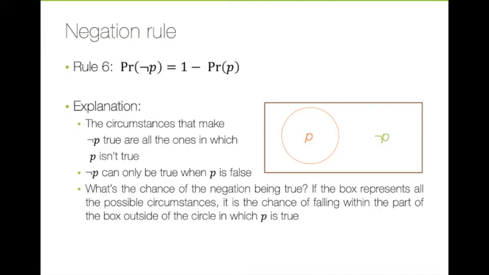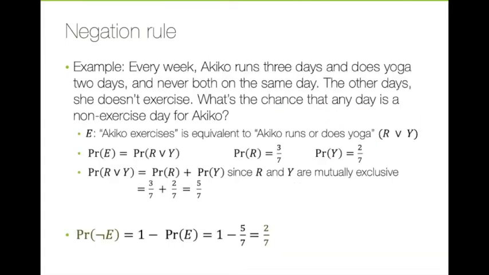Now we need to determine what's the chance of negation being true. Well, if the box represents all the possible circumstances, the chance of the negation being true is the chance of falling within the part of the box outside of the circle in which P is true. That's where not P is true. And that's what we're trying to capture. Now let's look at an example of this rule.